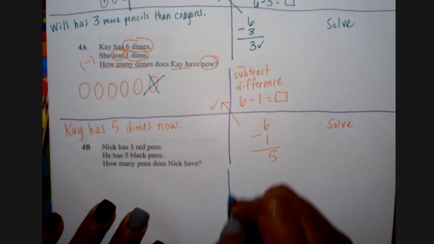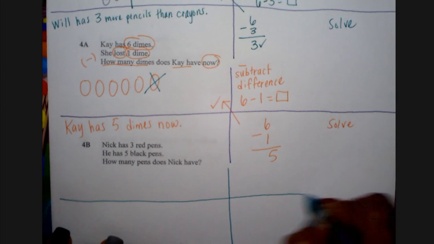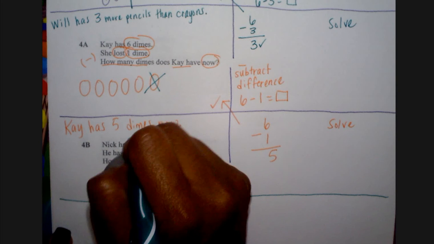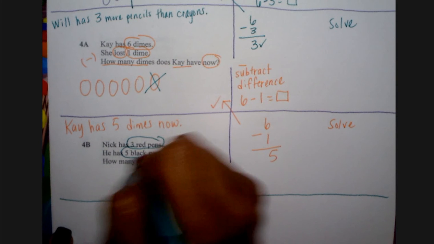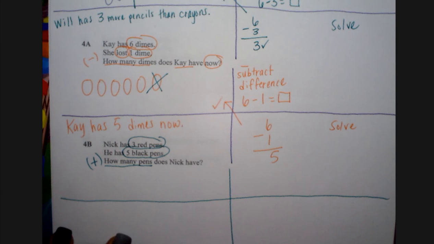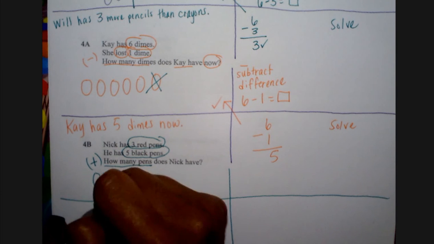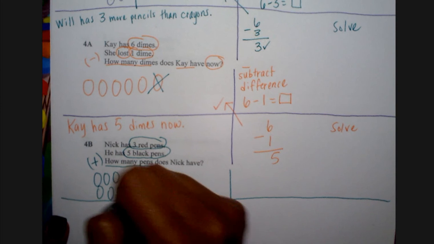Okay, so my UPSI model first. Okay, so important information. How many pens? That means we will be adding. So let's draw the pens. 1, 2, 3. And then the 5. 1, 2, 3, 4, 5.